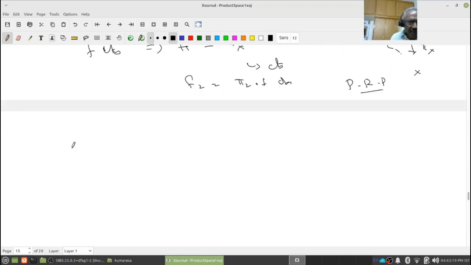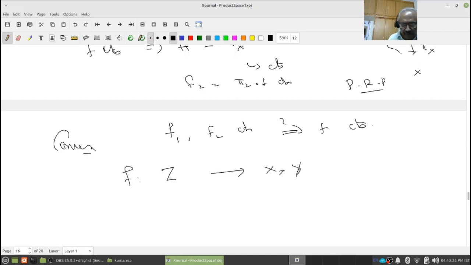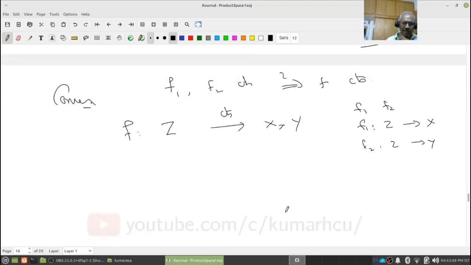So now I want to look at the converse. Assume f1, f2 continuous. I want to prove f is continuous. So what do I have to show? I have f from z to x cross y, and I want to show this is continuous. What I know is f1 and f2 are continuous. f1 is from z to x and f2 is from z to y. To prove continuity, what do I have to show? The inverse image of any open set, f inverse of W, is open.